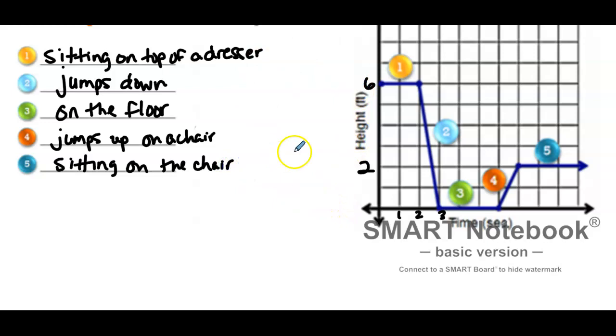One of the things we'll look at, and we're going to do it gradually, is get into a full story about what is happening throughout a graph.